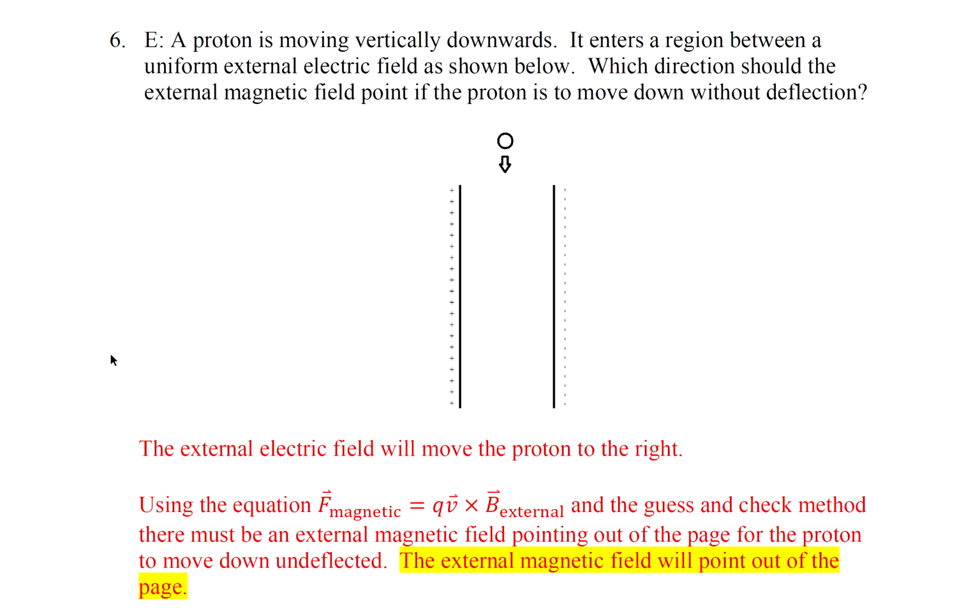Now let's talk about the magnetic force. We want the magnetic force to go to the left, so we have to use guess and check. So if the external magnetic field points out of the page, then the magnetic force is to the left.